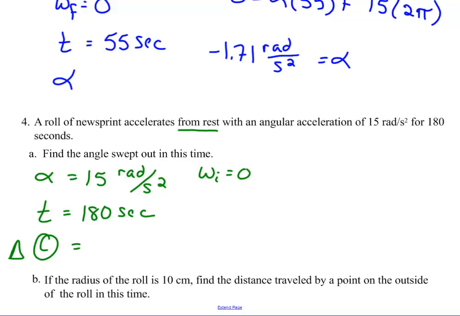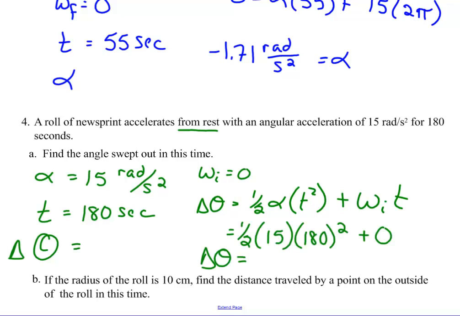So again, a kinematic problem, but this time using, again, our angular equation. So delta theta equals 1/2 times our angular acceleration times time squared plus our initial angular velocity times time. What we find for our change in angle, or the angle swept out, is 2.43 times 10 to the 5th radians. 180 seconds is a long time.